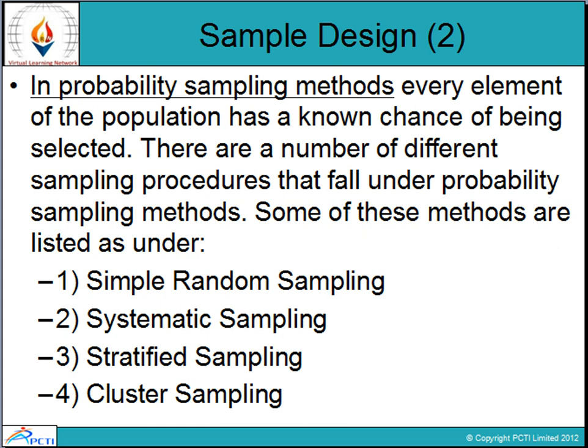Probability sampling method में एक ऐसा सिचुएशन है जहां पर हर एलिमेंट पॉपुलेशन का have their own and known chances of being selected. Yes, there are a lot of different sampling procedures that fall under the probability sampling method. पहला है simple random sampling, then comes systematic sampling, then comes stratified sampling, and lastly is the cluster sampling.